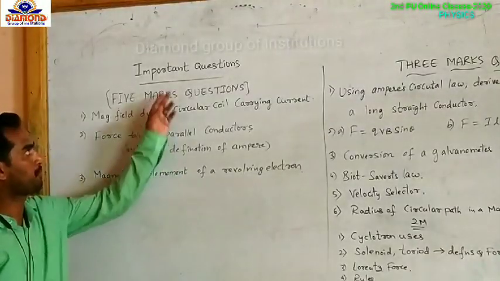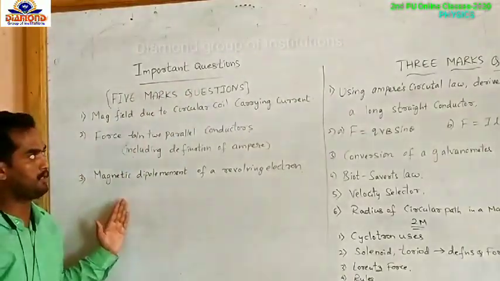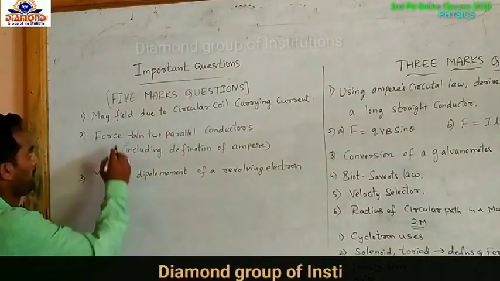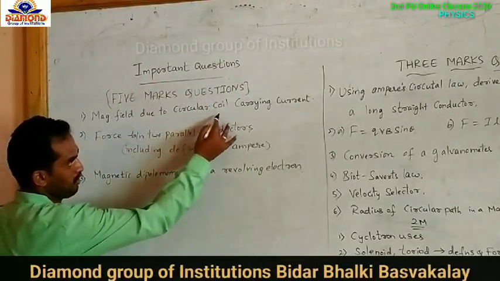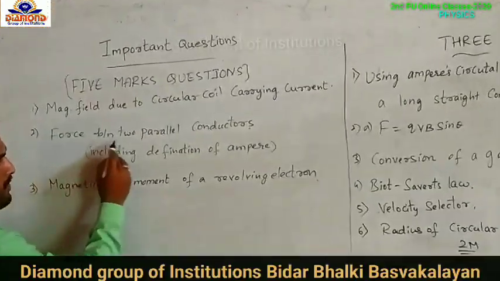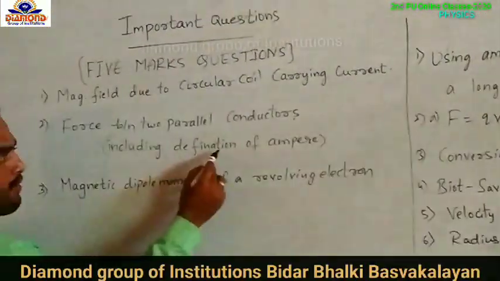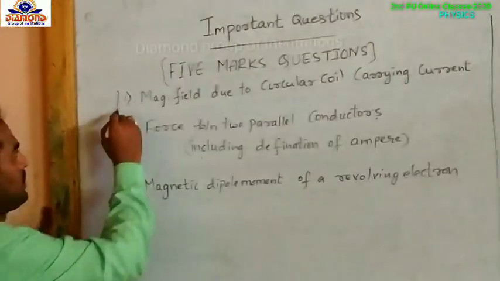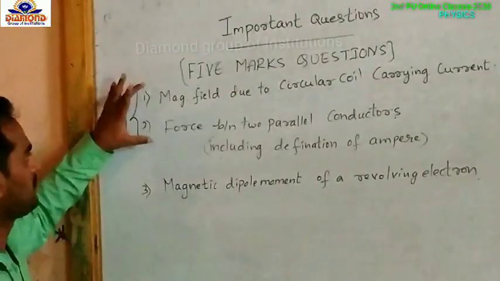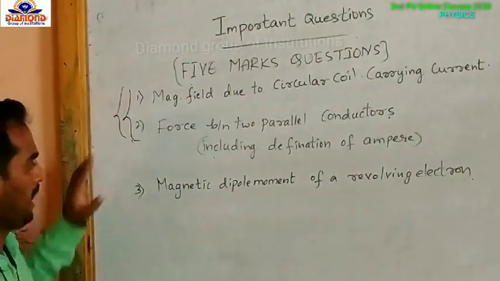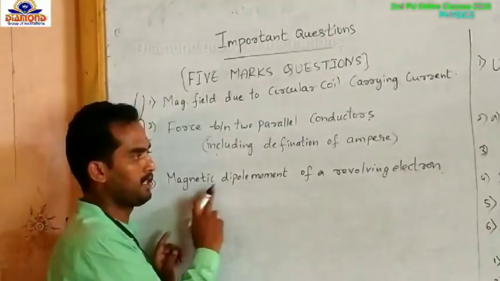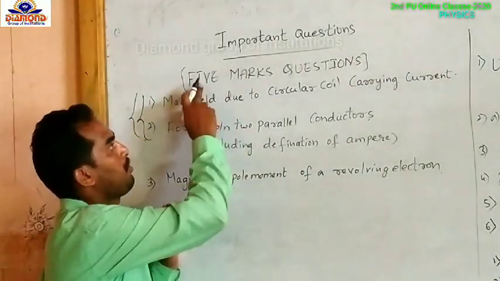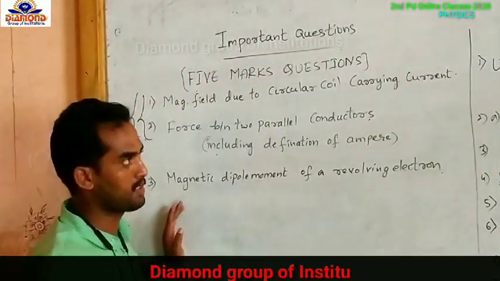I am also providing some important questions in the chapter moving charges and magnetism. 5 marks expected questions: magnetic field due to a circular coil carrying current, and force between 2 parallel conductors including the definition of ampere. These 2 are the most important and expected questions, and they are repeated a number of times in exams. Next, one more expected question is the magnetic dipole moment of a revolving electron. So these 3 are expected for 5 marks, that is long answer questions.